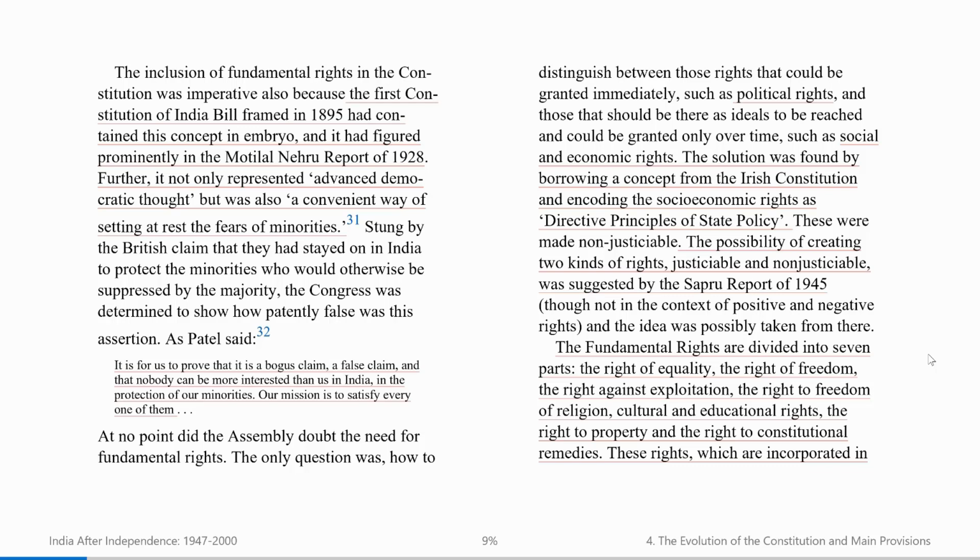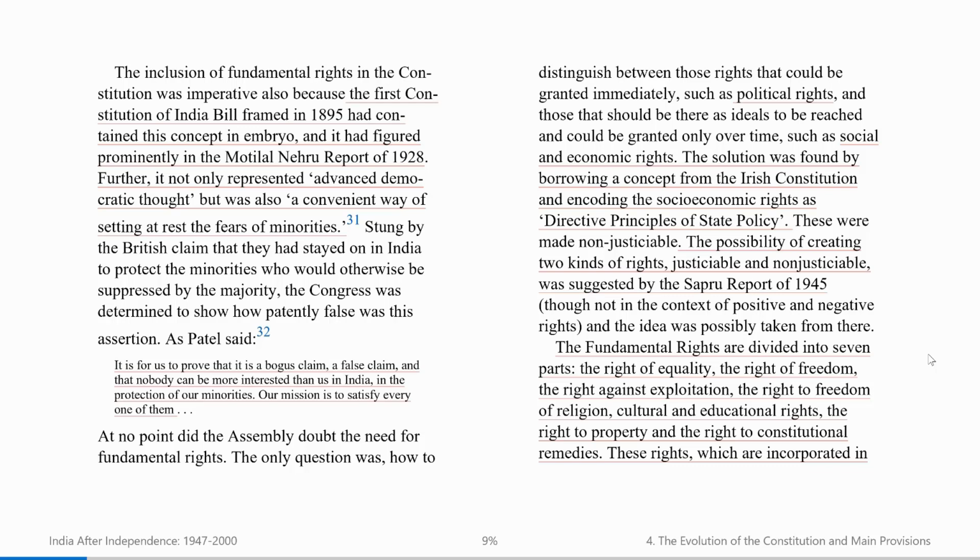As I said, there was also another way of doing the DPSPs and fundamental rights. There was a possibility of creating two kinds of rights, that is justiciable and non-justiciable, as mentioned by the sub-committee report.